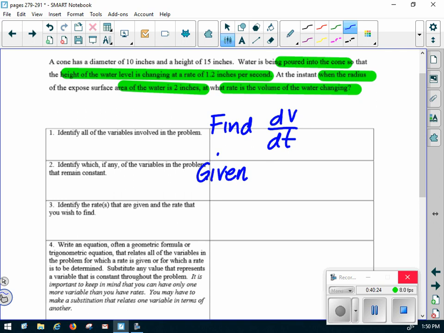Given, what'd you say, d what? dH/dt is 1.2. Positive because the height is increasing because water's being poured into it. When? Hey, he changed the R. All right, when R is 2.